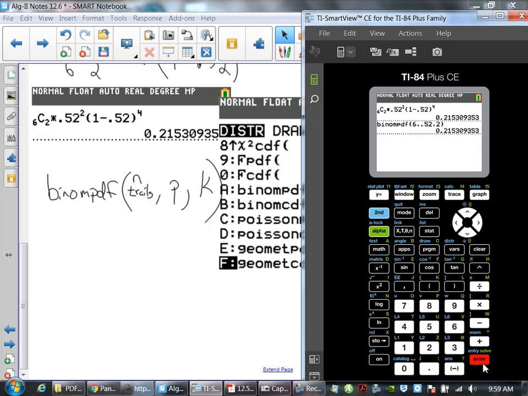So PDF is going to be for a specific number that you want to work with. The CDFs are going to be a little bit different. Okay, the CDF is going to be a little bit different. Not too bad though. Not at all.